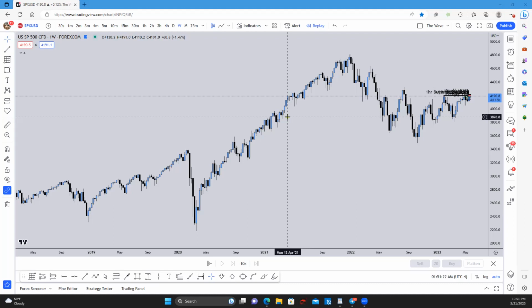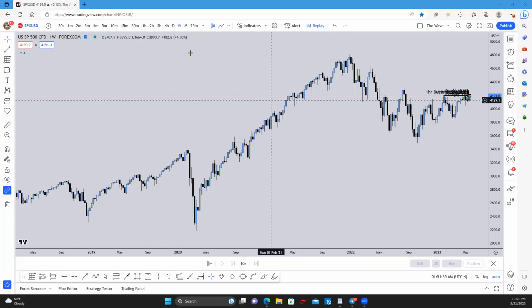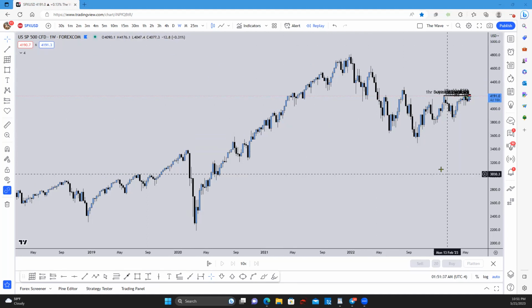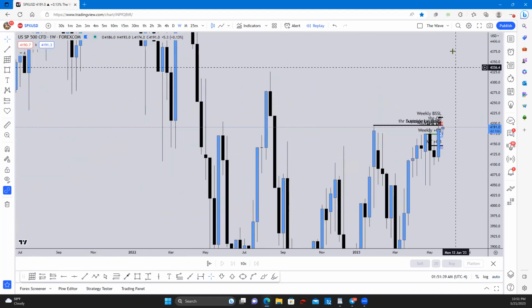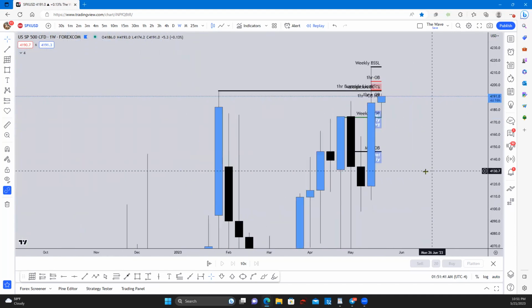Today, we're going to be doing a little bit of a weekly outlook on the S&P 500, a little bit of top-down analysis, and some markups of some PD arrays that we'll be looking at for this week. So we are going to start on the weekly time frame. So let's get into it.